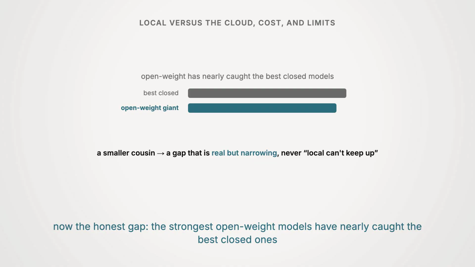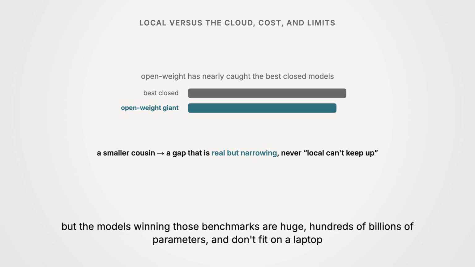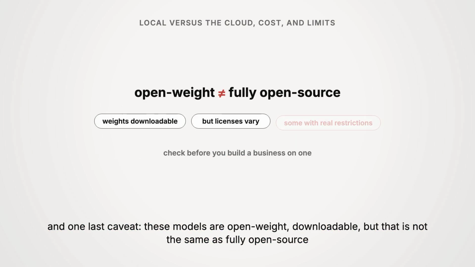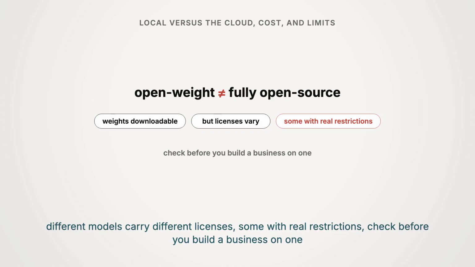Now name the honest gap. The strongest open-weight models have nearly caught the best closed ones on knowledge and coding, but the models winning those benchmarks are huge, hundreds of billions of parameters, and do not fit on a laptop. What you run at home is a smaller cousin, so expect a gap that is real but narrowing, never that local cannot keep up. It clearly can. And one last caveat, these models are open-weight, the numbers are downloadable, but that is not the same as fully open source. Different models carry different licenses, some with real restrictions, so check before you build a business on one.